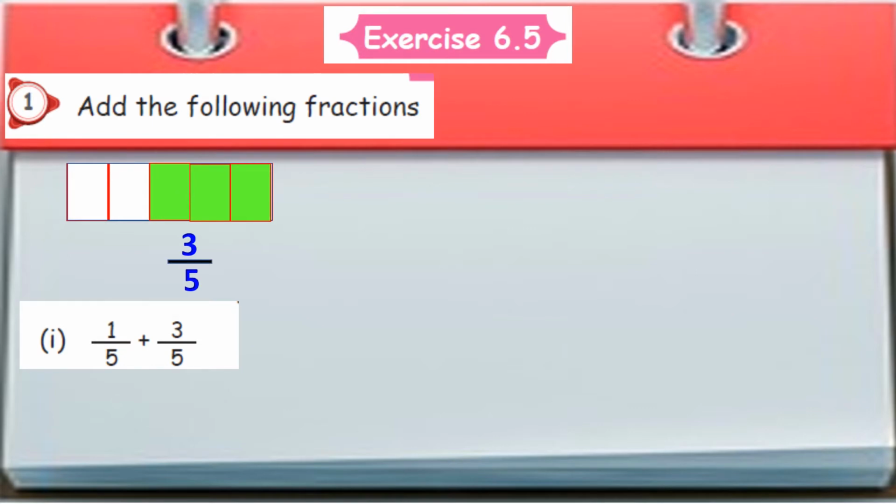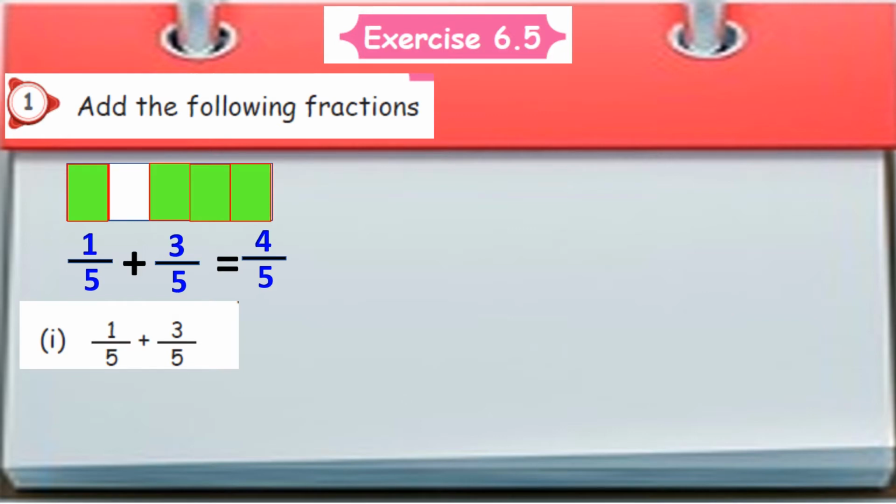But finally, if we add both, 1 by 5 plus 3 by 5, that is equal to, from the diagram itself we can say, 4 parts are shaded, so 4 by 5. So out of 5 parts, 4 parts are shaded. So this is the picture-wise explanation.